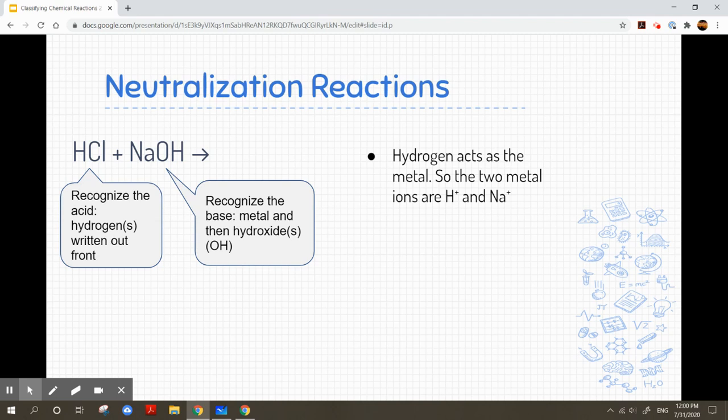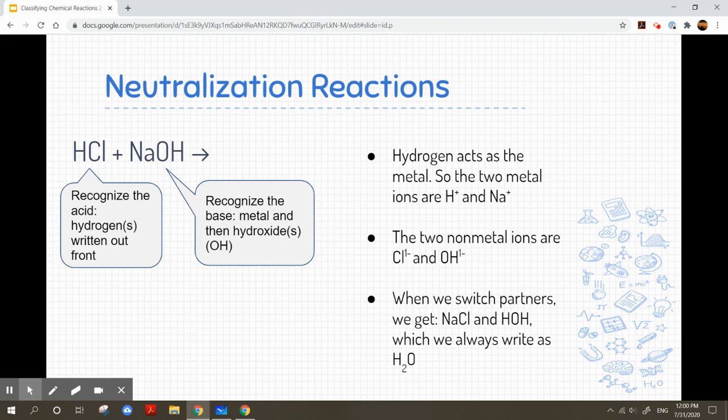In this case, the two metal ions are the H and the Na. A lot of people ask, why is hydrogen in group 1 there with all those other metals when it's a gas? Well, it's because in a lot of reactions, when hydrogen is in a compound, it's acting like a metal. It's a positively charged ion. Our two non-metal ions are the chloride ion, Cl1-, and OH1-. So we switch partners and we end with NaCl and HOH, which is always written as H2O.